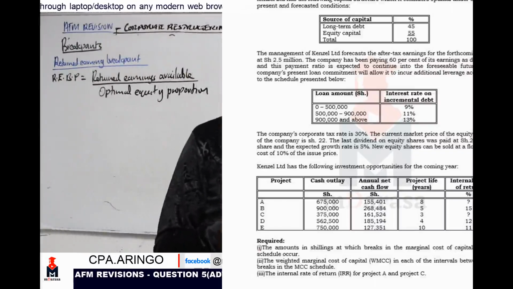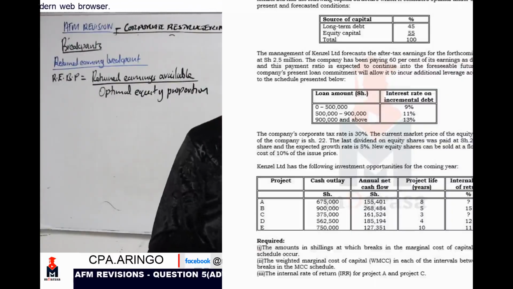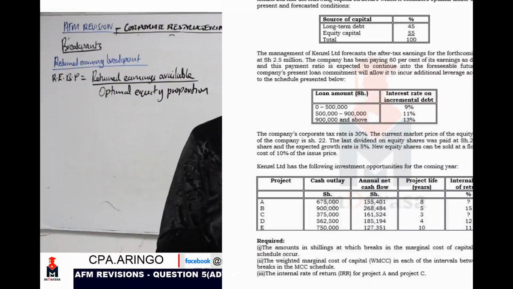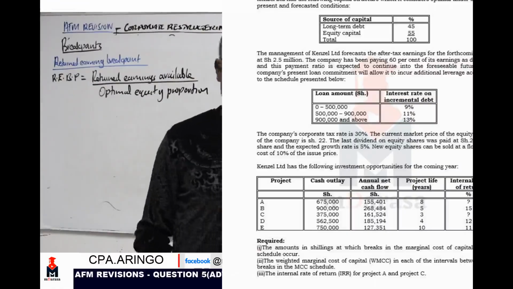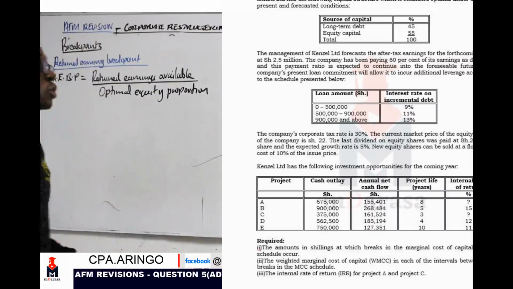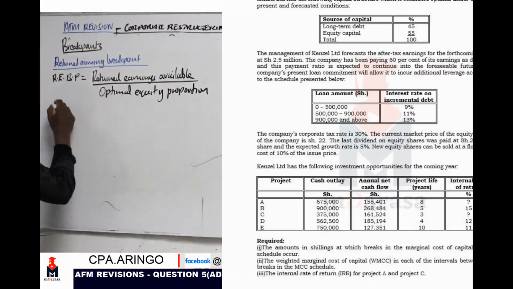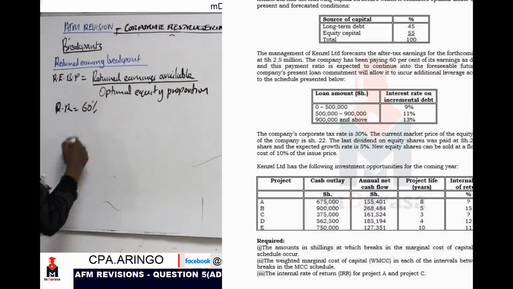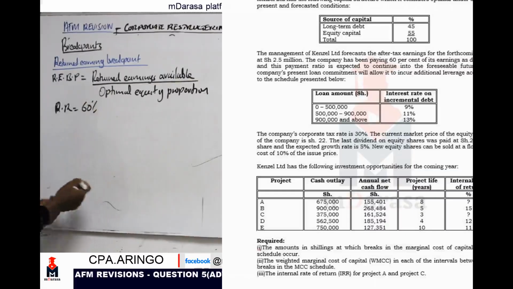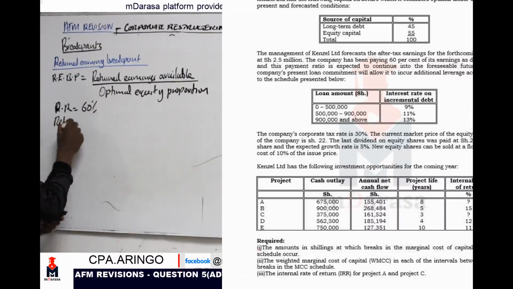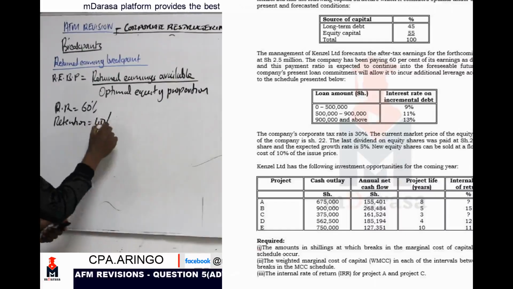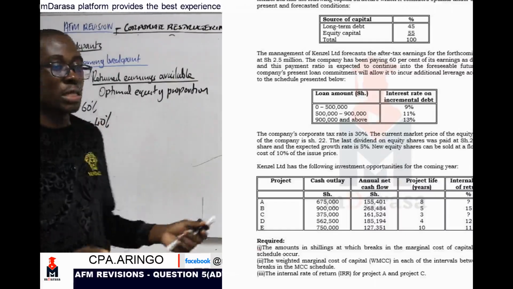We are told that the management of Kenzel Limited forecasts the after-tax earnings for the forthcoming year at 2.5 million. The company has been paying 60% of its earnings as dividends, and this payout ratio is expected to continue into the foreseeable future. So, my good students, if your payout ratio is 60%, how much are you retaining? Therefore, my retention is 40%.